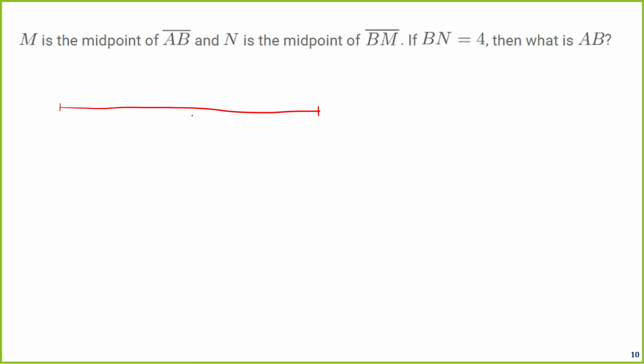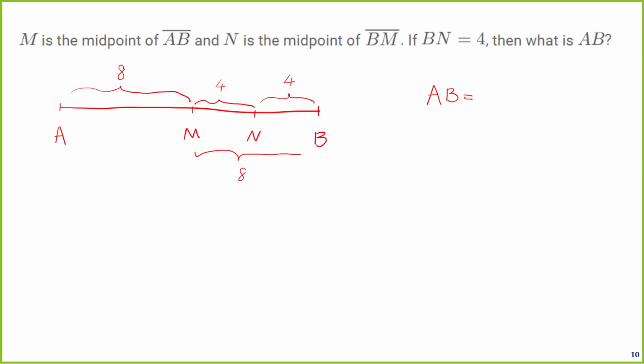So basically we have a segment AB, M is the midpoint here, N is the midpoint of BM, so N is here, right? And it tells you BN is 4, so we know this length is 4. If this length is 4, N is midpoint, then this length is also 4, right? Then MB is 8, and M is the midpoint of AB, then we know this length is also 8, right? Therefore, the length of AB should equal 16, right?